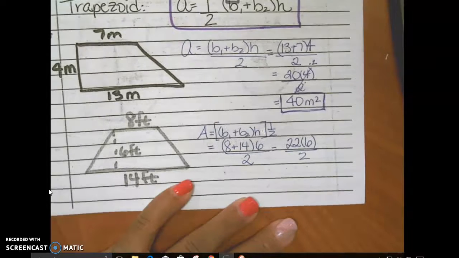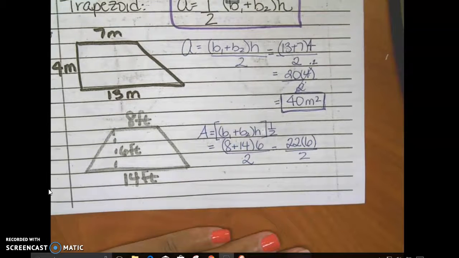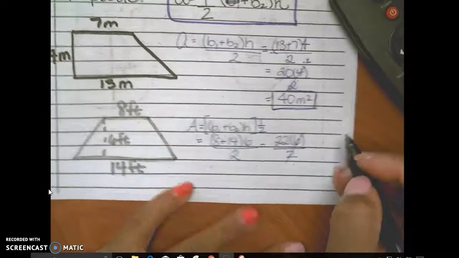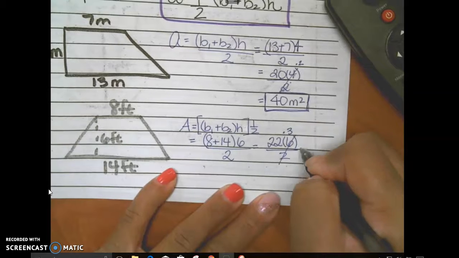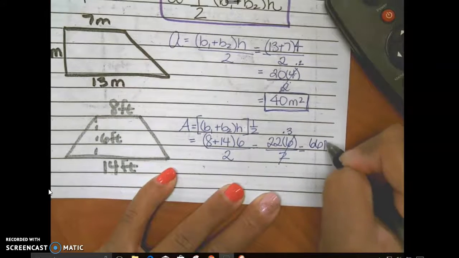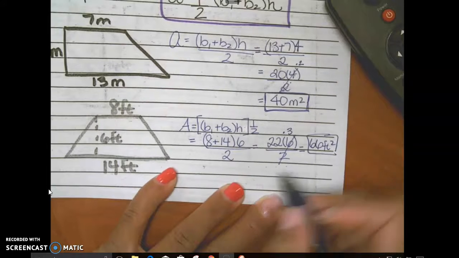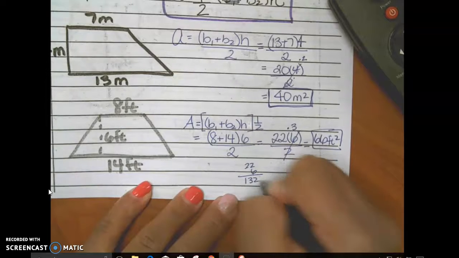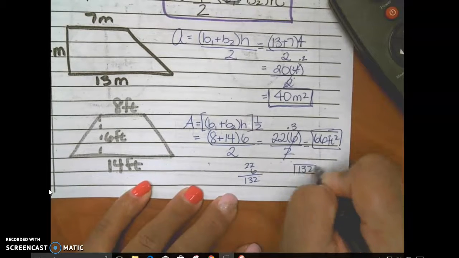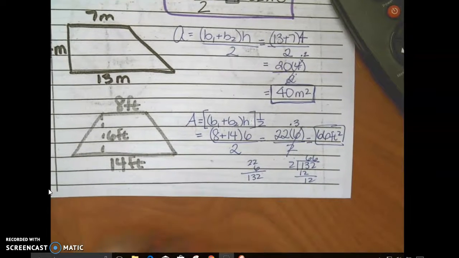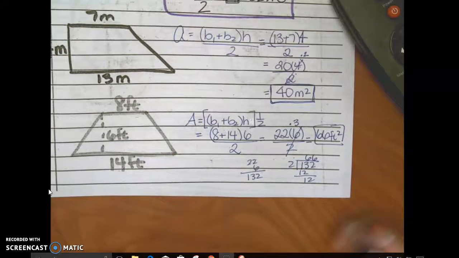Who do I want to cut in half? The 22 or the 6? Does it matter? Nope, doesn't matter. Cut the 6 in half? Sure, what am I left with? So times 3. What's 22 times 3? 66 feet squared. Now, if I would have multiplied this out, 22 times 6 is 132, and then if I would have divided that by 2, I would have gotten 66. Just showing y'all how you're supposed to get the correct answer either way.